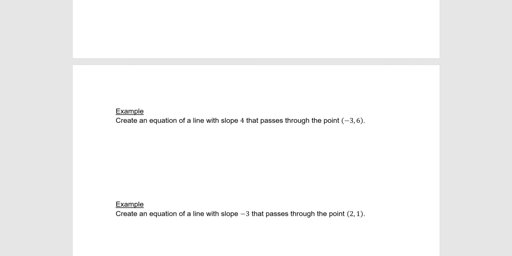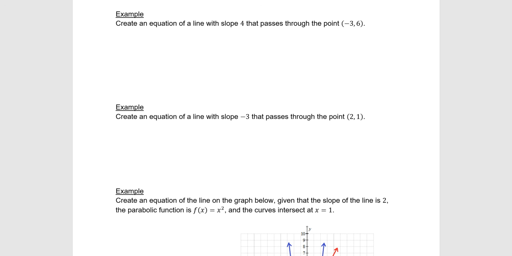Okay, so let's jump to an example. Let's create an equation of a line with slope 4 that passes through the point negative 3 comma 6. So we see that it's a line. We're given the slope. We are given a point that it passes through. So we need the point-slope form for the equation of a line, which is y minus y1 equals m times x minus x1. And we go ahead and plug them in.